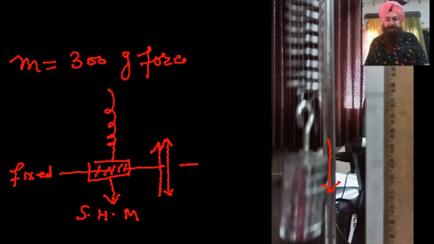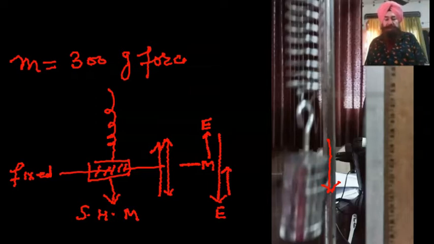What is one oscillation? This is the mean position. Mean to upper extreme, to lower extreme, then back to mean. It is called one oscillation. And you have to count the time for 20 oscillations. The time taken to complete one oscillation is called the time period.